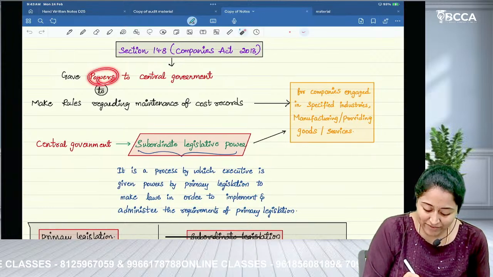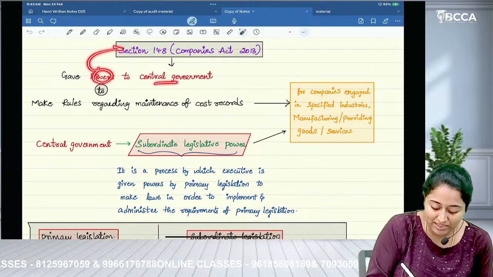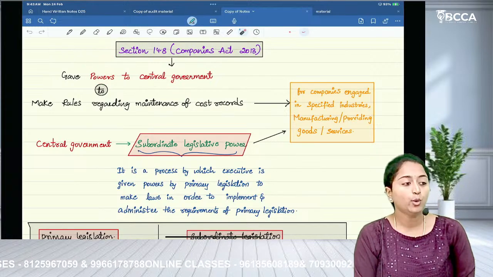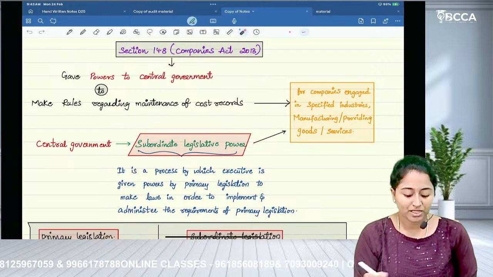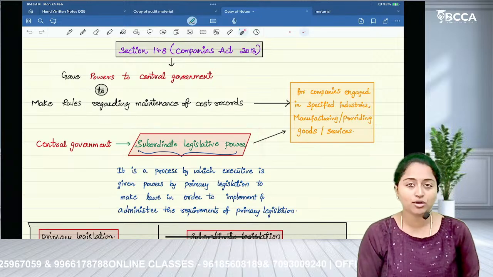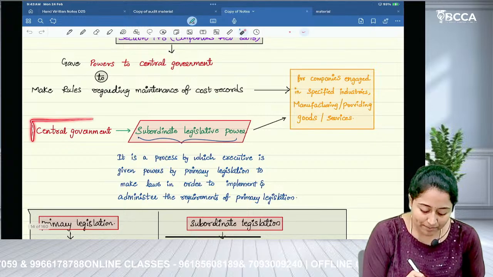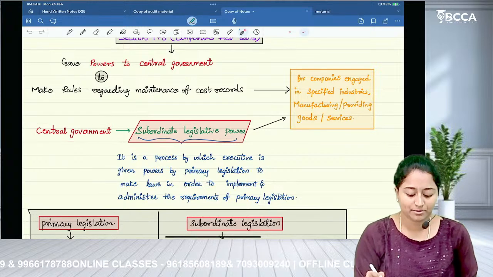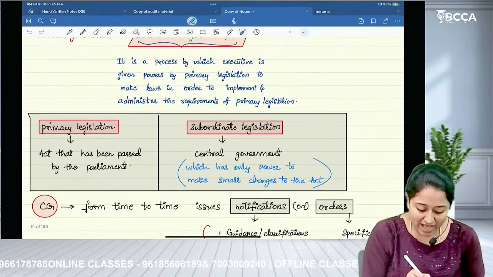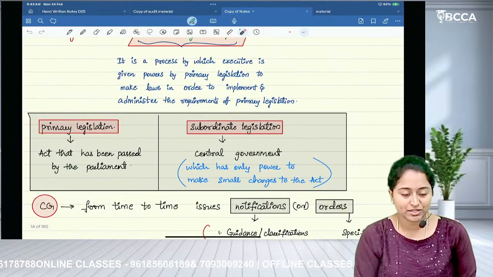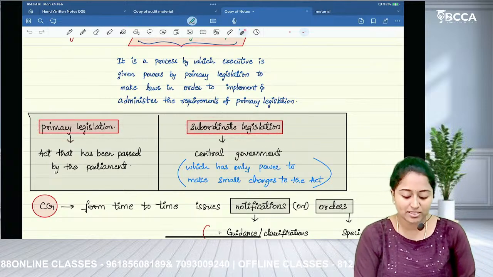Whatever power is given to the central government by section 148, we call it subordinate legislative power. Remember this word, subordinate legislative power. Now, whatever the power is within the central government is called subordinate legislative power. And we have primary legislation. Now, what are primary legislation and subordinate legislation?